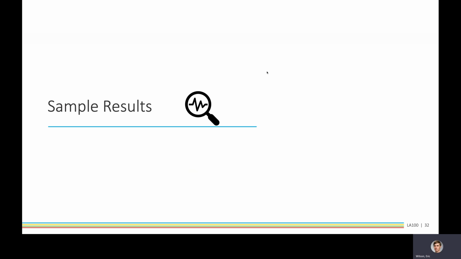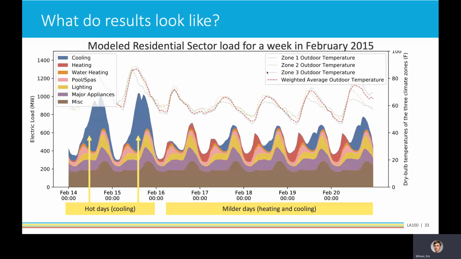Okay, so now to touch on some sample results. What do the results look like? This shows an example week in the month of February from one of our runs. You can see that we can plot the electricity demand profiles broken up by different end uses, so we know how much of that profile was due to cooling, heating, water heating, etc. This is just showing the residential sector load.